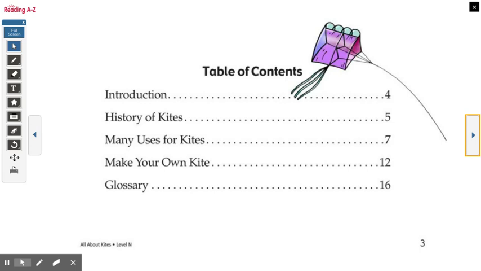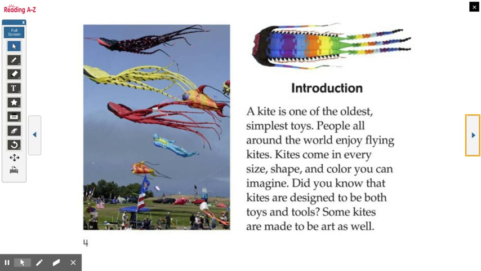So we have the introduction is on page, good job, page 4. History of kites is on page 5. What page is the glossary on? Did you say 16? I hope you did, because you got it right. All right, let's jump right in.